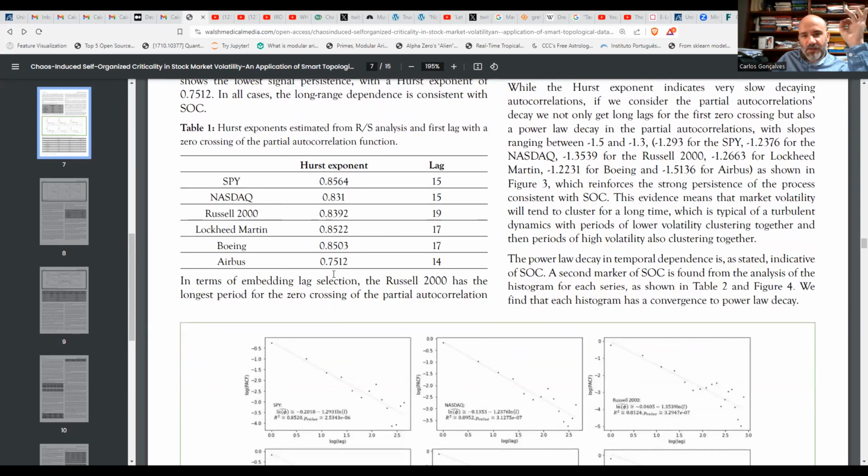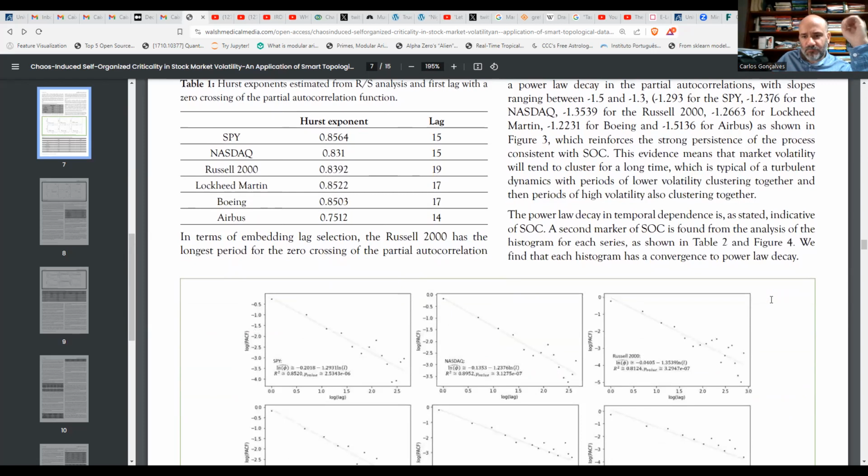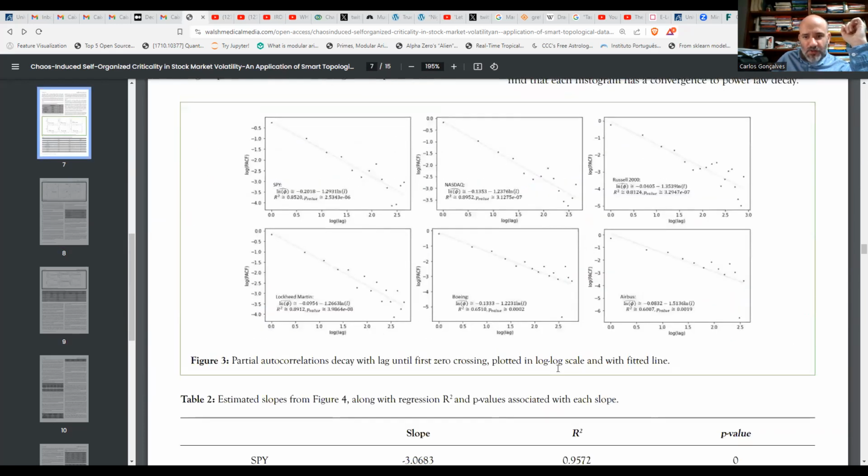So we have here the two markers typically of black noise: power law scaling identified in rescaled range analysis with a strongly persistent process, and also power law scaling in the event size. We also have power law scaling in the partial autocorrelations, and this is an important point because, as can be seen, the power law scaling fits the whole partial autocorrelations until they reach their first zero crossing. So they decay following a power law up to their first zero crossing.